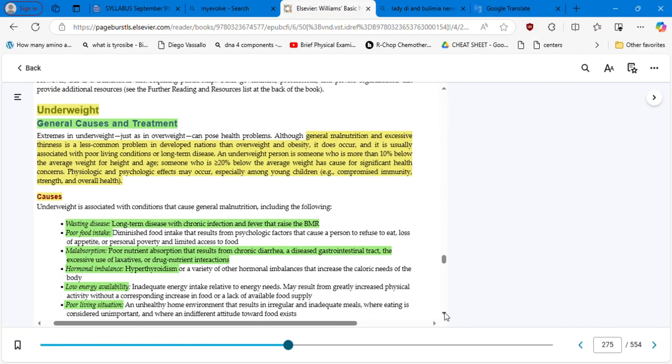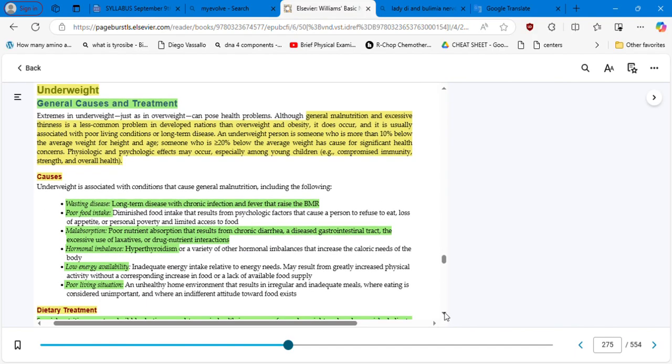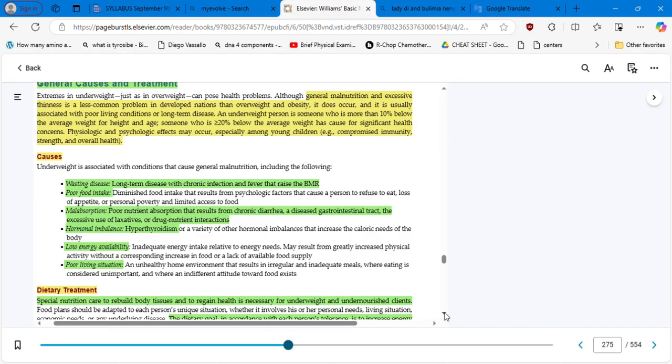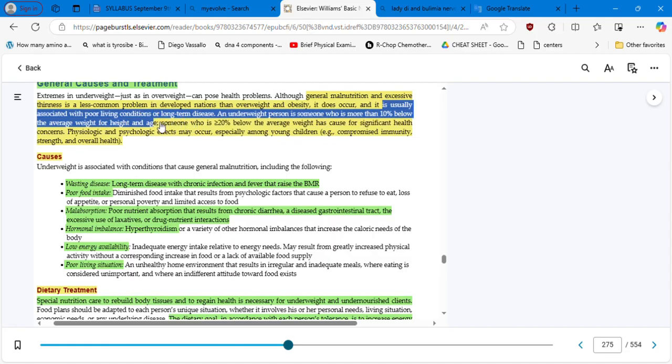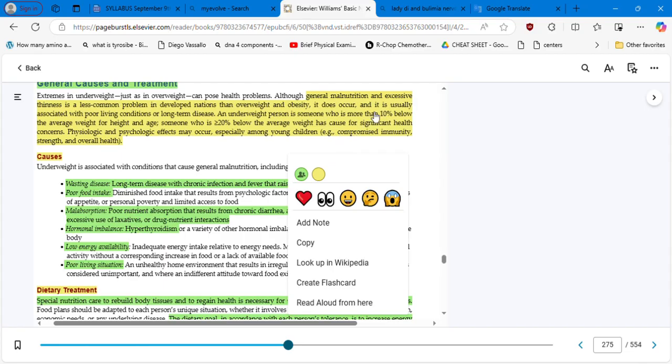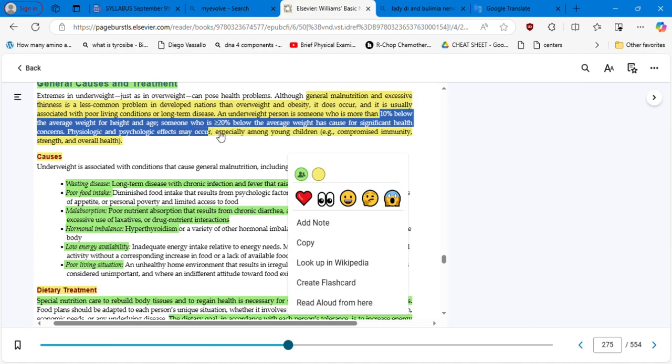Let's talk about the underweight, general causes and treatment. So general malnutrition and excessive thinness is a less common problem in developed nations than overweight and obesity. Yes, and it does occur, and is usually associated with poor living conditions or long-term diseases. It's very sad. An underweight person is someone who is more than 10% below the average weight for height and age. Someone who is more than 20% below the average weight has cause for significant health concerns. Okay, so this is a factor that we have to remember.